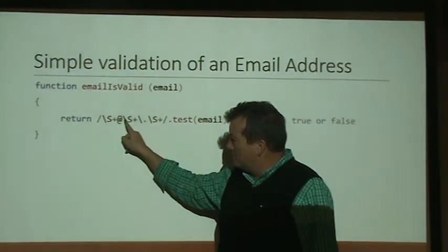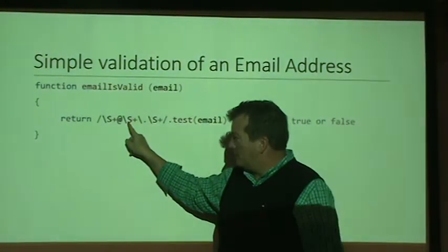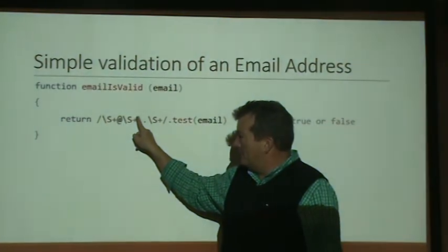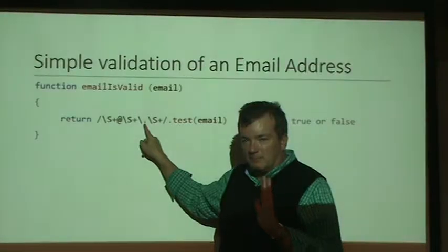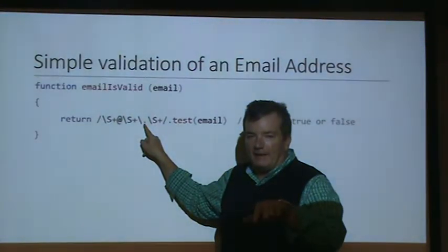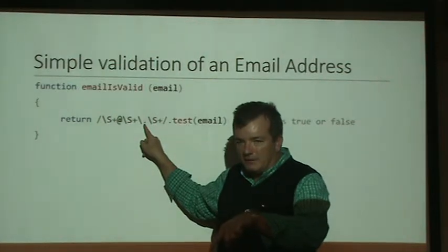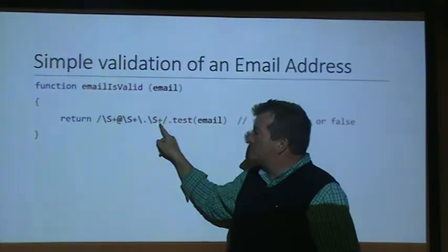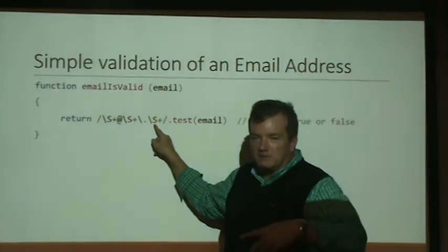Then I want to see another backslash S, more non-white space. The plus sign means I want to see at least one. Then I'm doing an escaped period. I want to see a period. So it's going to be like student at college, period. And then more non-white space stuff after that.